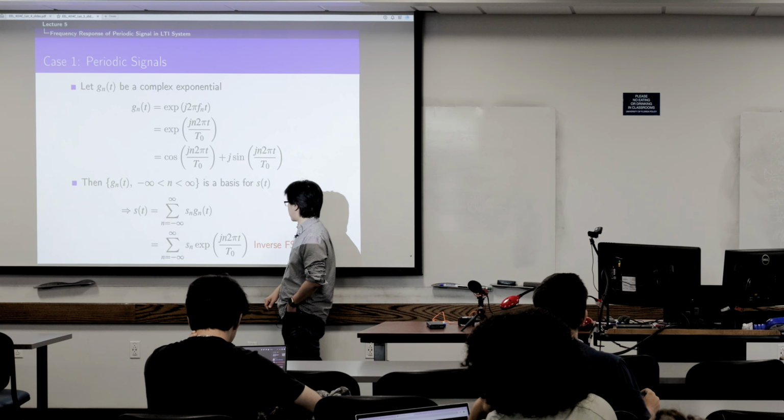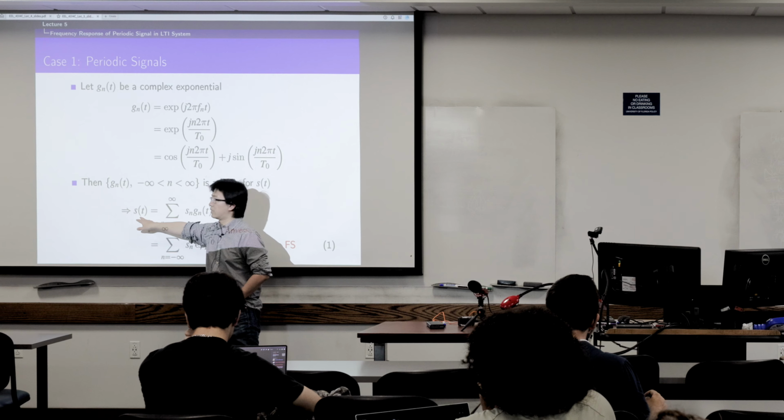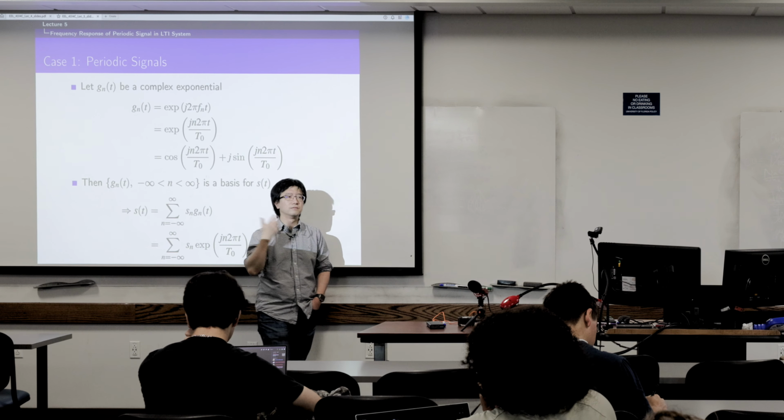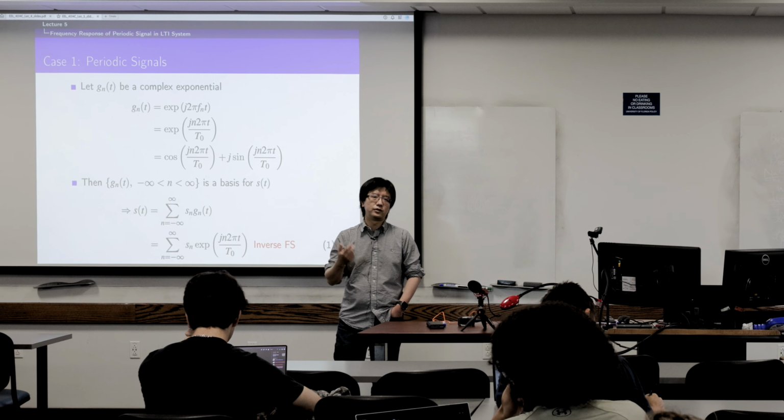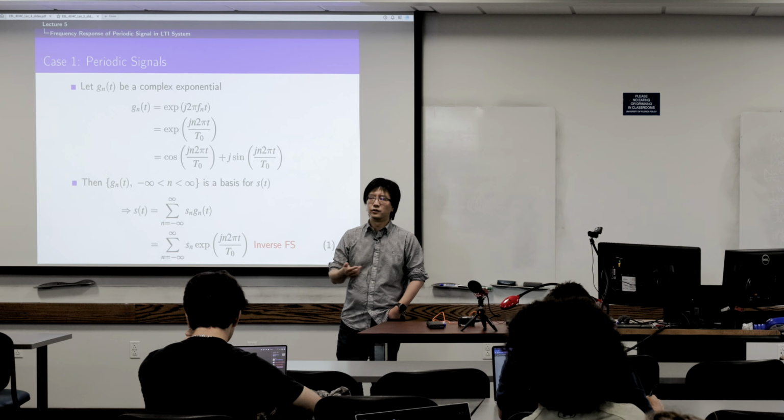I call this the inverse Fourier series. The reason I call it inverse is that in this case, if we know S of n and we know T naught or omega naught, then we can get back S of t. It's kind of the inverse transform. We'll see the Fourier transform is exactly like that. So this is basically the inverse operation, or the synthesis equation. Okay, very good.